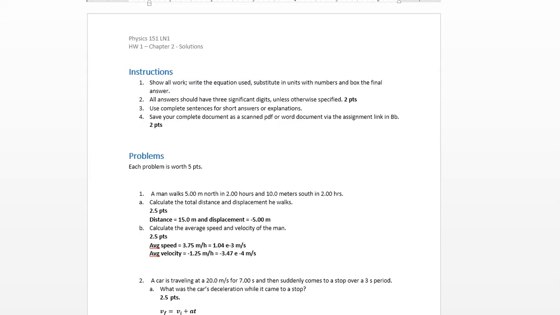Also make sure that you follow the significant digit rule for the worksheet, which for this one said to 3 sigdigs. So you should have had 1.04e-3 meters per second and -3.47e-4 meters per second. All right.